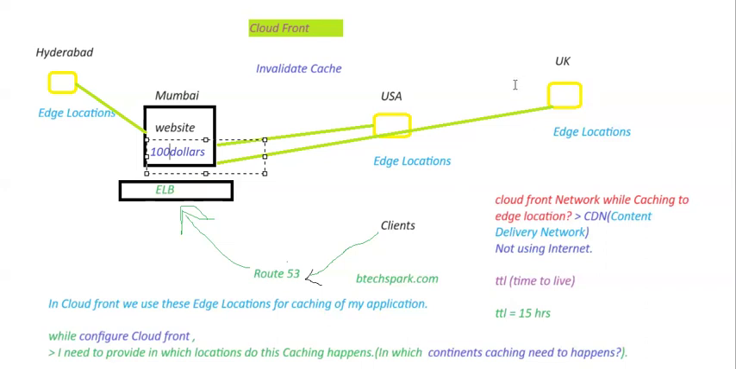But now he wants immediate updations at that moment of time. Then what does he need to do? He needs to invalidate the cache. If he invalidates the cache, then the caching will happen again to the edge locations. So by using this option, he can immediately and forcefully change the caching data which is present in edge locations. He can update the current website data to edge locations by using the invalidate cache option.